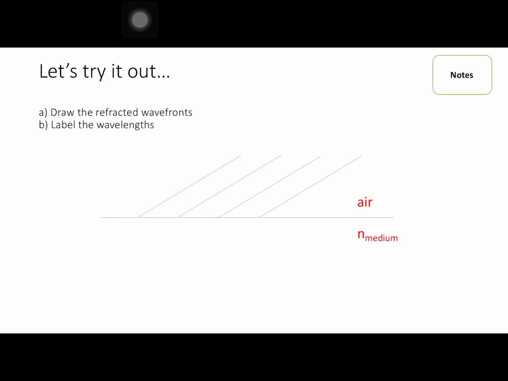Try this out now. Pause here, use a pencil and a ruler to draw out the refracted wavefronts and then label the wavelength. Now, use pencil please, so that if it's wrong, you can always erase it later on. If you don't know how to do it, then just do it together with me now. So, number 1, you have your ruler. You bring your ruler 90 degrees to the boundary. Draw in your normal in dotted lines. So, this is the normal.